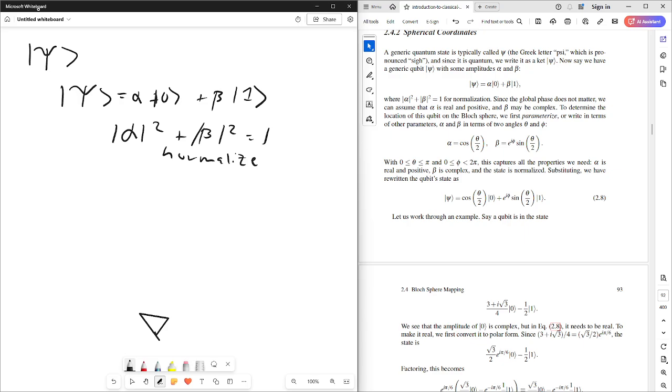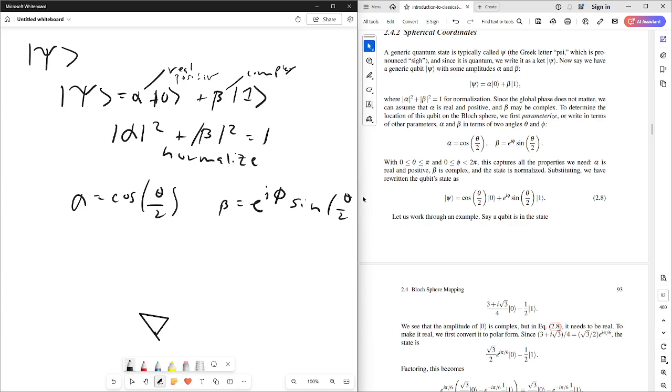So to determine the location of this, alpha is real and positive. Beta can be complex. So alpha is going to equal the cosine, and beta will be equal to e to the I, I cannot remember what this thing is called, rho, sine of theta over 2.